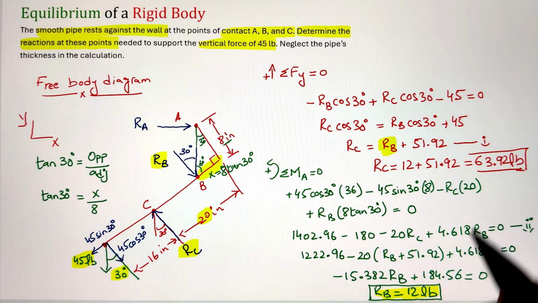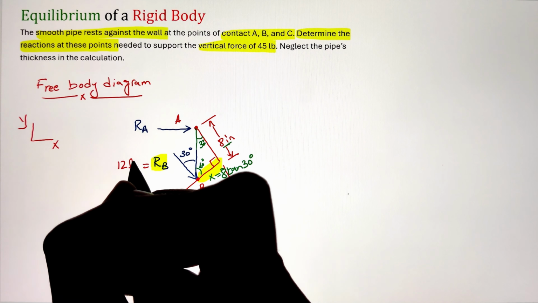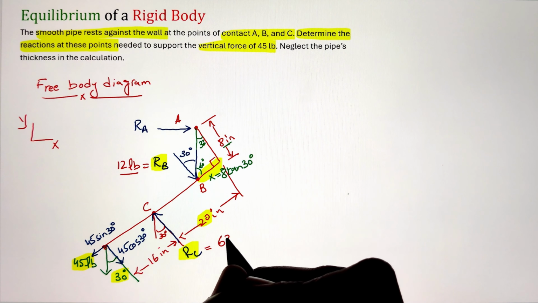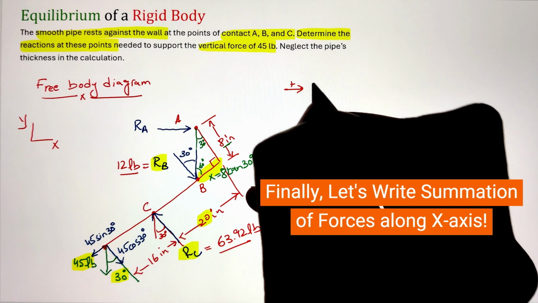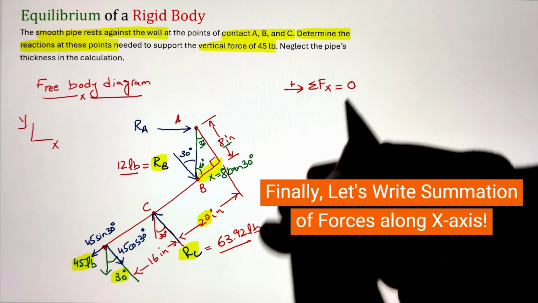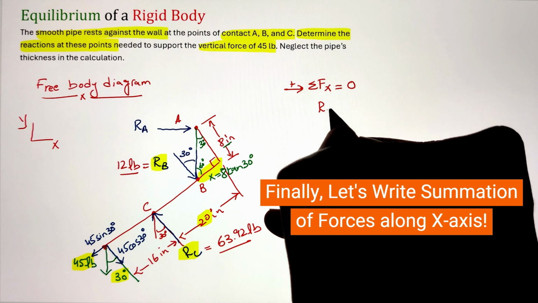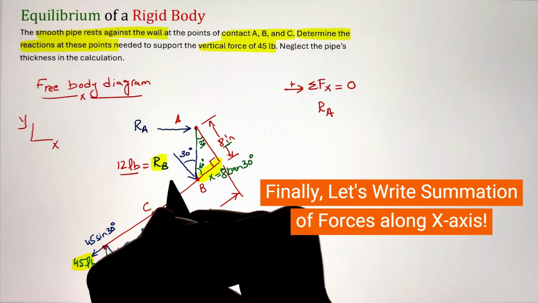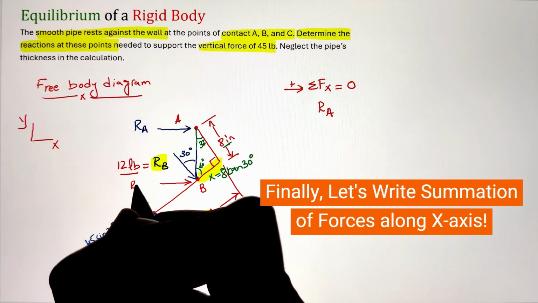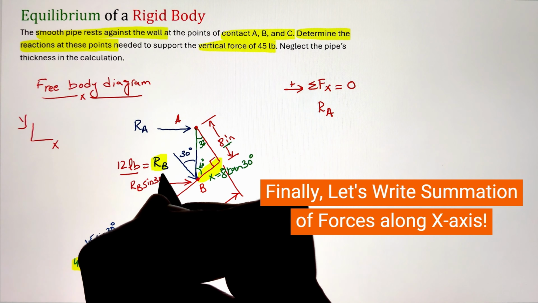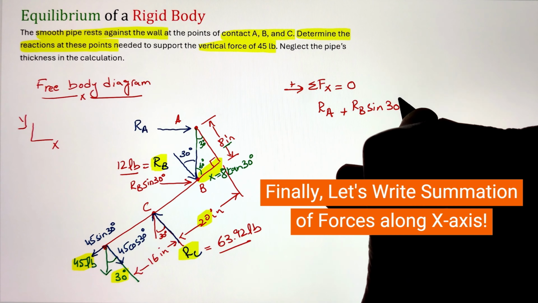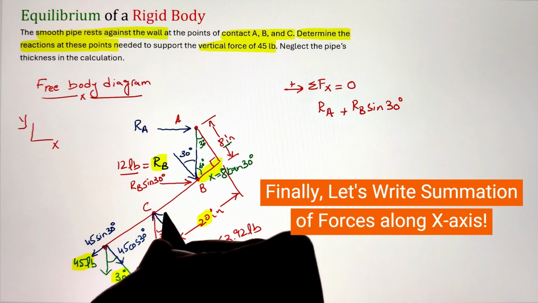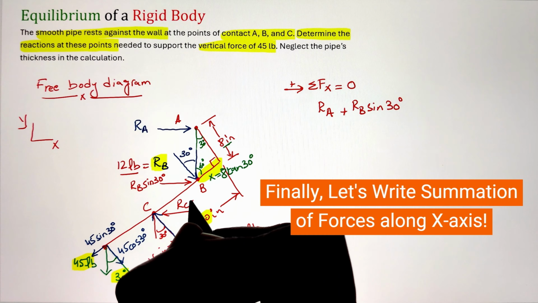Now, once we have both the values of Rc and Rb, we can apply our final equilibrium equation, that is summation of forces acting along the horizontal x-axis equals 0. Here you can see I have Ra acting along the x-axis in the positive direction, so that's why it is taken as positive. Next, Rb can be resolved into its x component by taking the sin 30 function. This is also pointing towards the right, that's why it is also taken as positive.